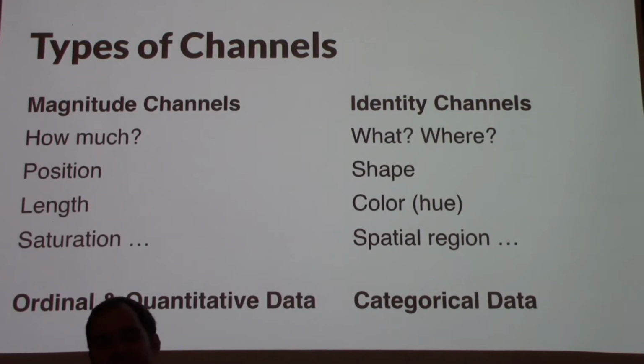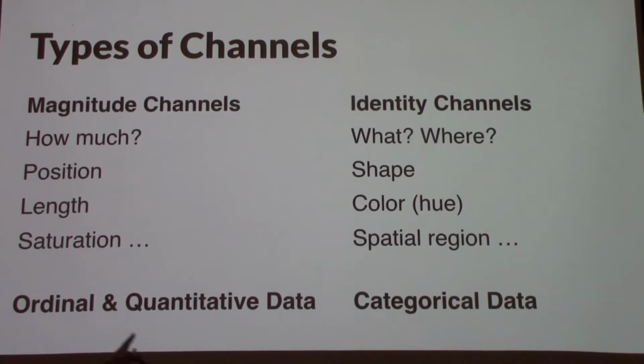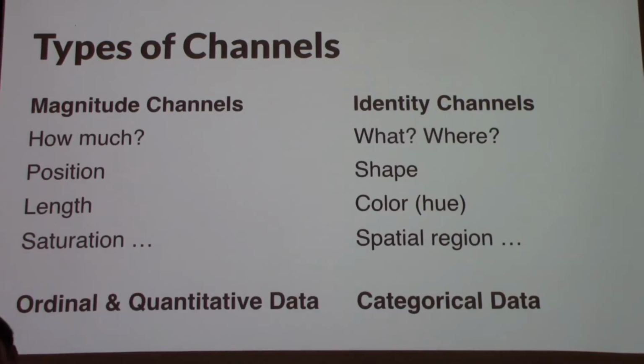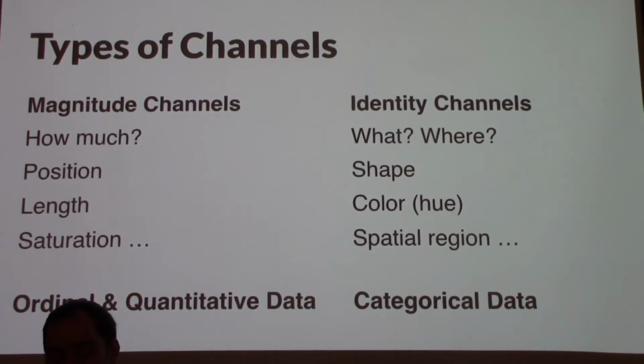You can classify the channels into two types: magnitude channels and identity channels. You can see that they clearly map to these different types of data. With magnitude channels, you can ask how much, and they are position, length, and saturation. The identity channels answer what and where: the shape, the hue of color, and the spatial region. Of course, you can use spatial region also for ordinal or quantitative data, but you can also use it for categories.